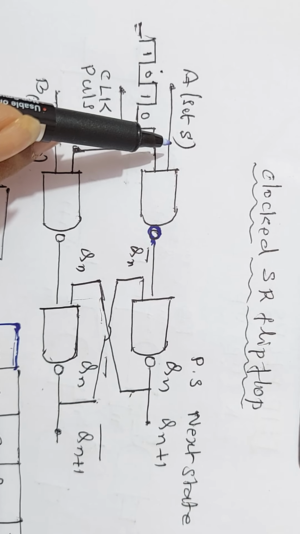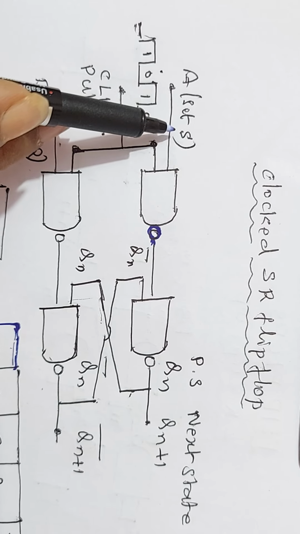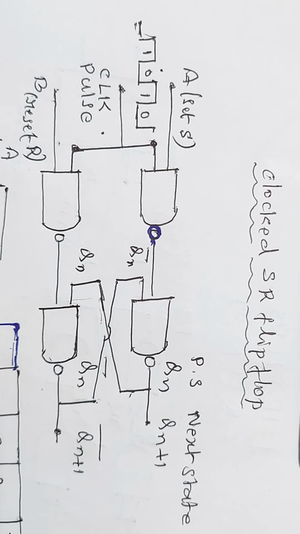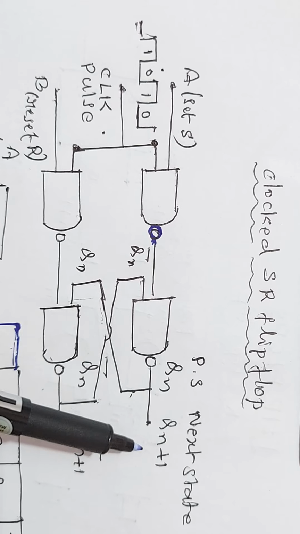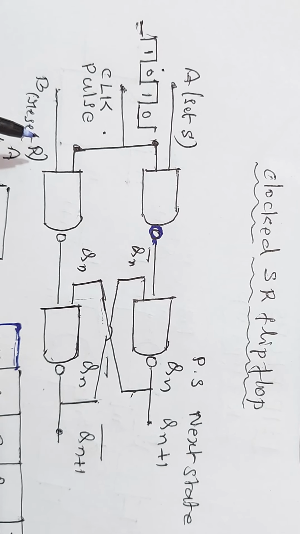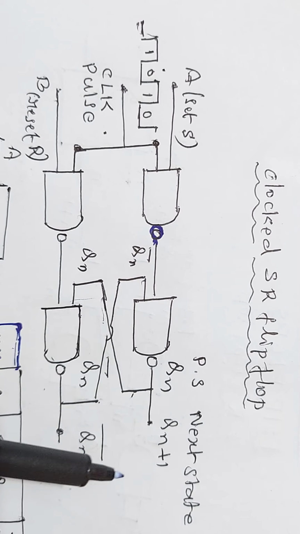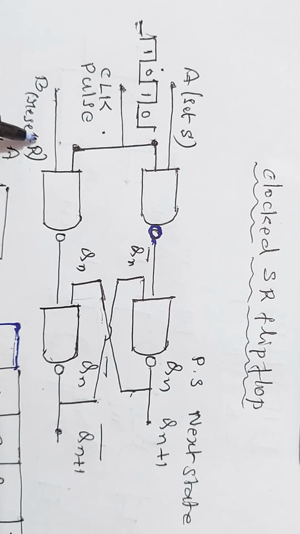In order to change the output state, you have to change the input S. You have to keep S equal to 0. Then the output goes to reset. So, in a normal SR flip-flop, to set the output, S is made 1, R is made 0. In order to reset the flip-flop, S has to be made 0, R has to be made 1.